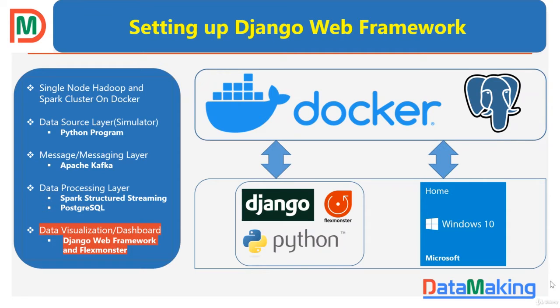In the previous section we saw how to set up the single node Spark and Hadoop cluster on top of Docker environment. This is the last video in the setup section, where we want to set up the Django web framework, because we want to build the visualization using the Django framework and also Flux Monster. With that, we'll be completing the setup section, and from the next section we can start developing our project.